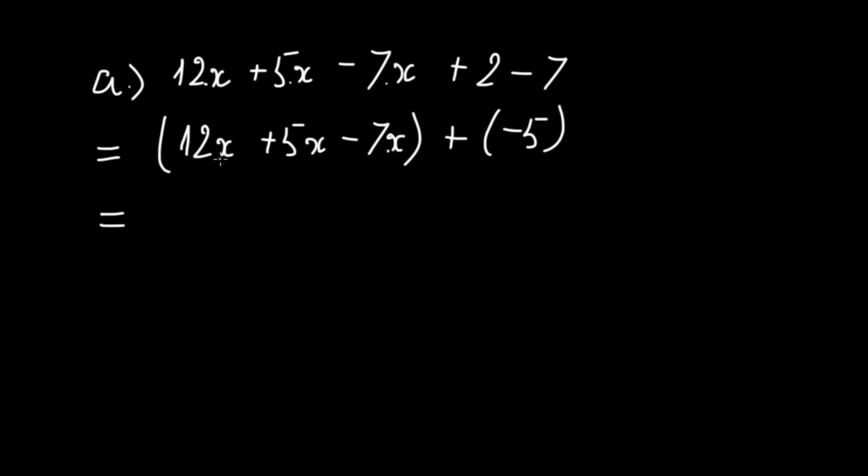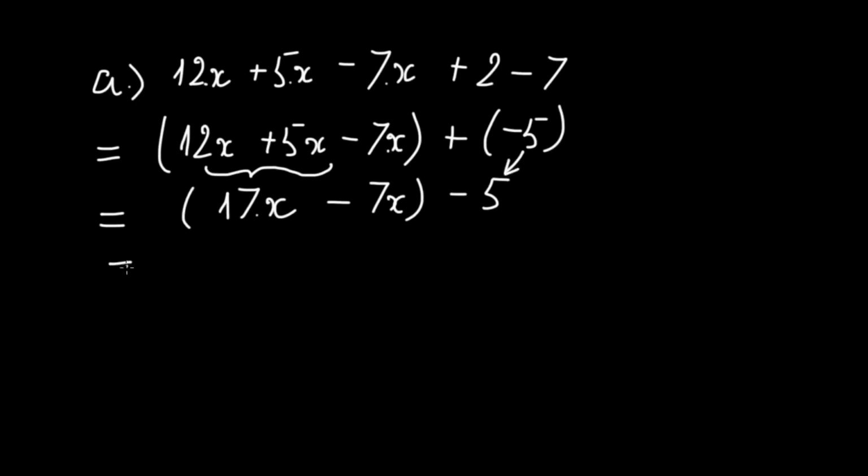You see, you can add the coefficients and subtract the coefficients together. So 12 plus 5, you get 17, and 17 times x. Subtract 7x, you put it down right here. And then minus 5, you put it down here. Now you get 17x minus 7x, so you get 10x minus 5. This is the final answer.